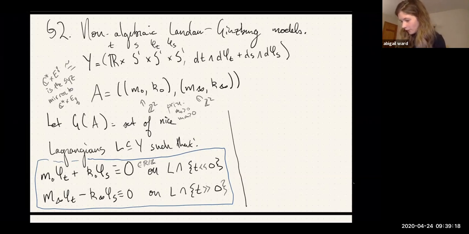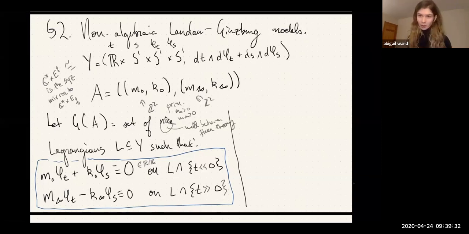Okay, so what's happening here is that, and then nice means well-behaved Floer theory. So I don't want them to bound disks, for example. I actually need a lot of conditions on them, but they are just to make the Floer theory well-behaved.